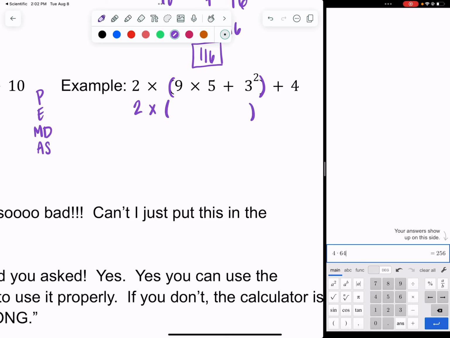Inside the parentheses, we start with exponents first. So I'm going to bring down the 9 times 5. 3 to the second power is 3 times 3. So that's a 9, and then I'm going to bring down the plus 4.